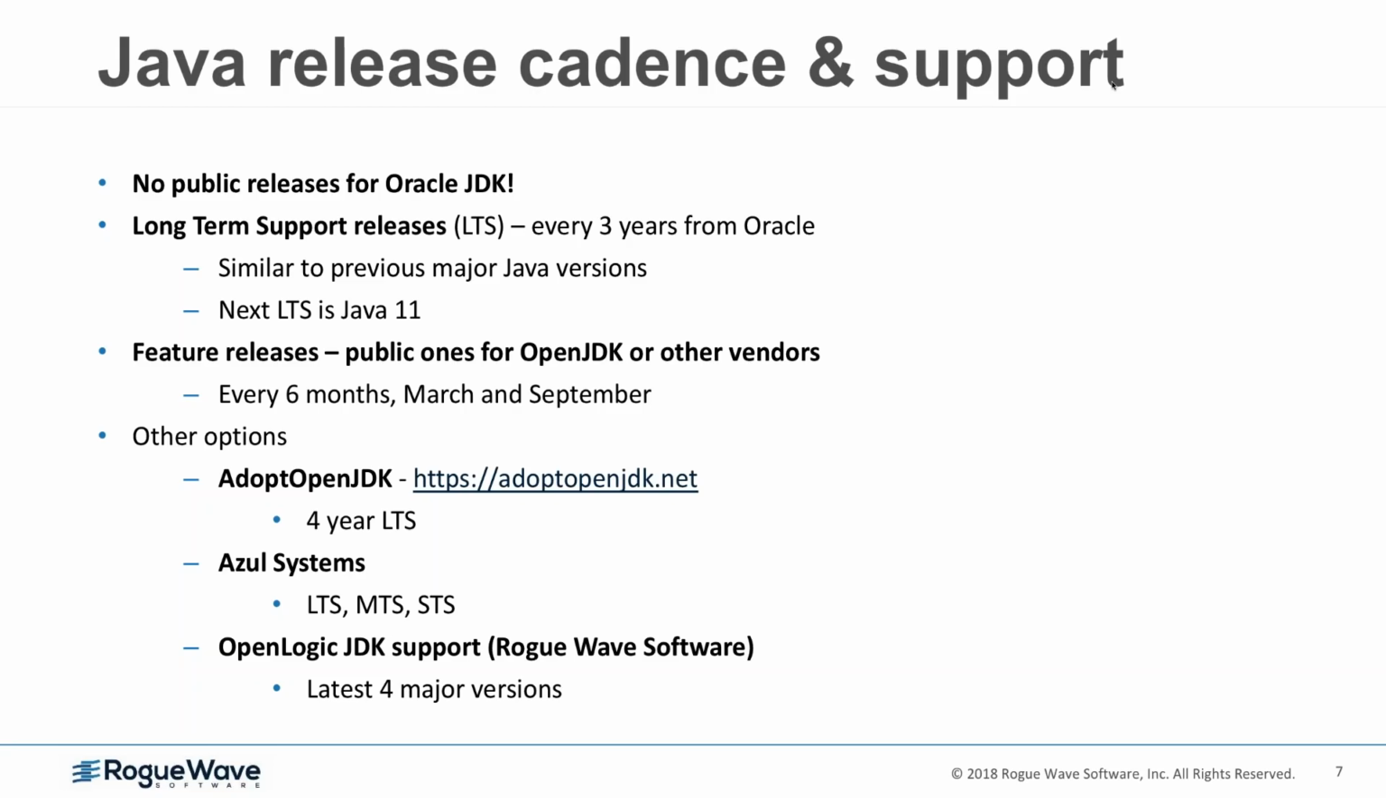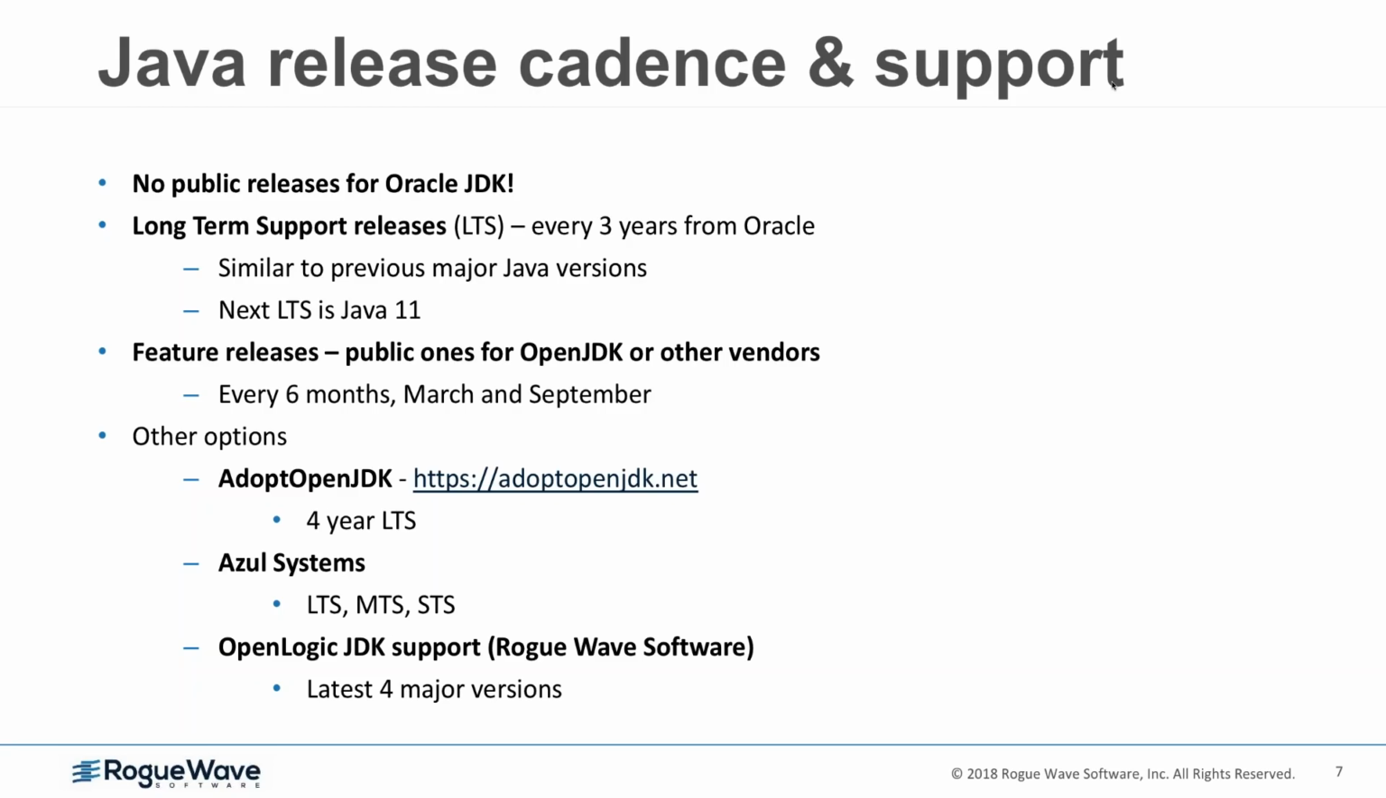Another one is that when you saw in the Java history slide, the different versions were a couple of years apart. That used to be the cadence, and now there's something that follows that cadence in a similar way, and this is the long-term support releases. Every 3 years from Oracle, there's going to be an LTS release, which Oracle will support for a longer time. But just a reminder, with the previous point, the Oracle JDK won't have public releases.